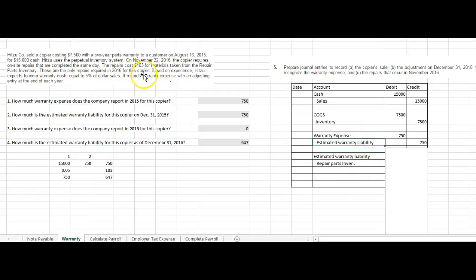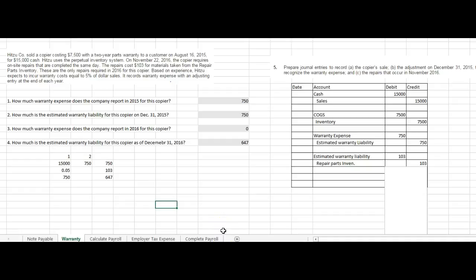Now, down the road, we recorded this one on December 31st, 2015. We didn't pay out anything for a warranty until 2016, so that's our very next entry. How much did we pay out? We paid out $103. This comes out of our repair inventory, and this goes against the warranty liability.